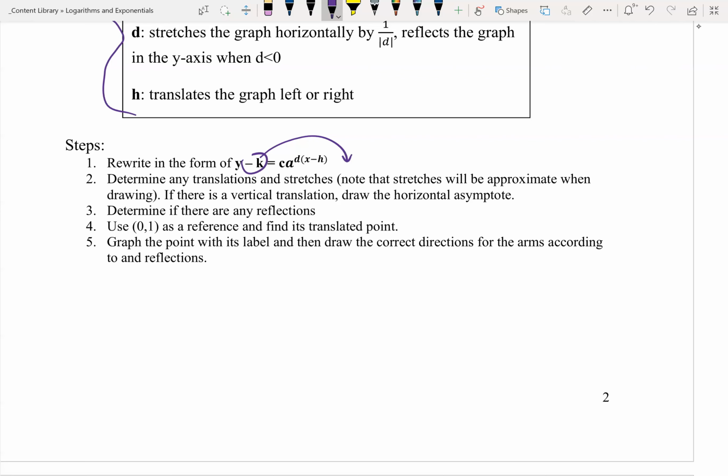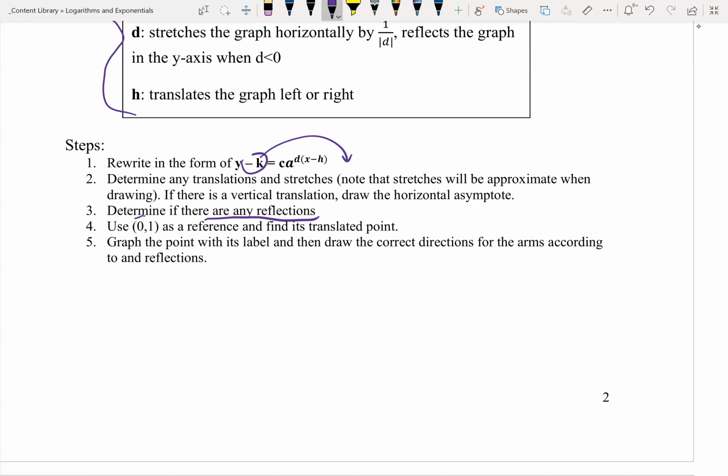They don't have to be perfect, but if you just find 2 to 3 points, that would be enough to show its shape. If there's a vertical translation, then you should draw in that horizontal asymptote. So for example, if you're going to move the graph up 2, then your horizontal asymptote will be at y equals 2. Then you're going to determine if there are any reflections, and that is if c or d is negative, and that's when you're going to know you're going to have some reflections.